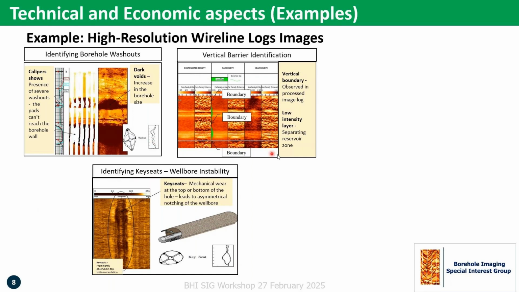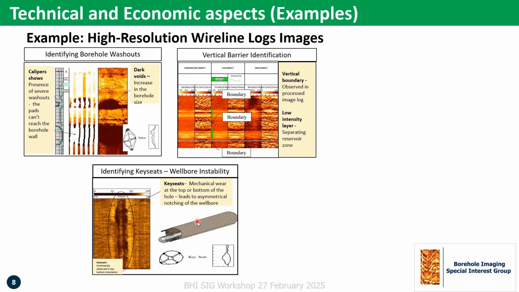And in the low intensity layer, we can use these low intensity layers separating the reservoir zones. In the bottom of this, I put a line also, very clearly, a boundary line here. Yeah. So moving on to my third figure, which is showing the identifying borehole washouts.